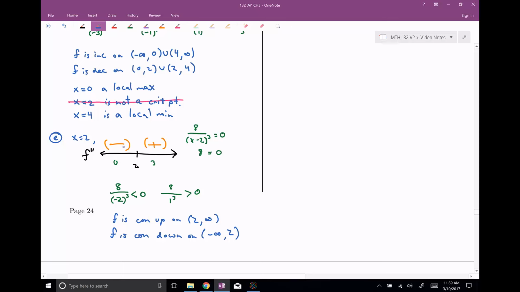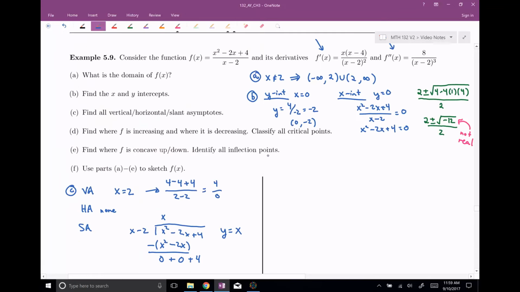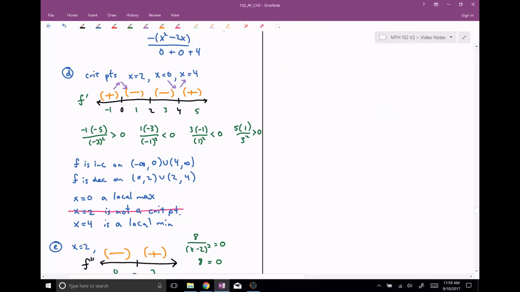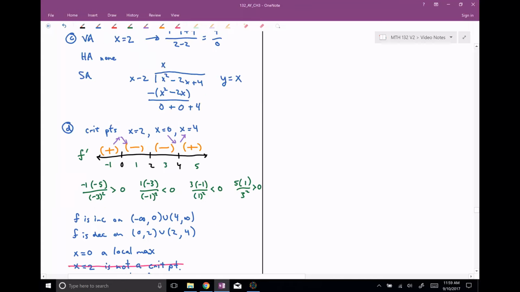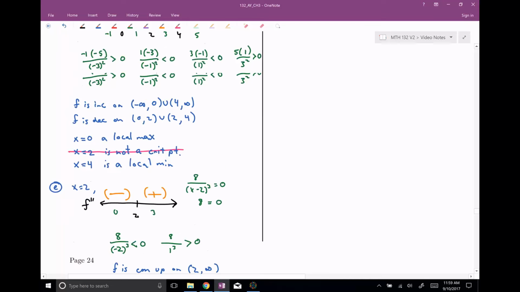Well, it does switch concavity at 2, but again, there's this word points. If we go back to our definition of what is an inflection point, we realize that that value needs to be in the domain. It needs to be a point. It needs an x value and a y value. And if you were to try to figure out what is the y value corresponding with 2, you plug it into the function itself to get out the y value, and it's going to break, because 2 is not in the domain. And so this is technically not an inflection point.